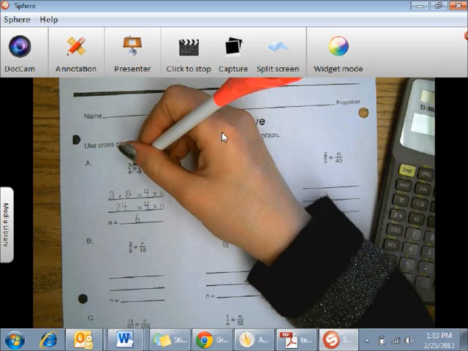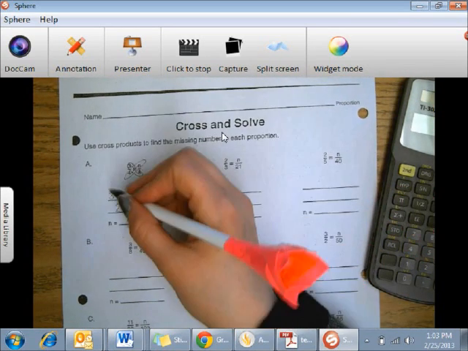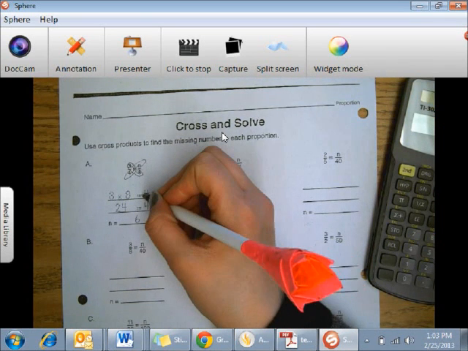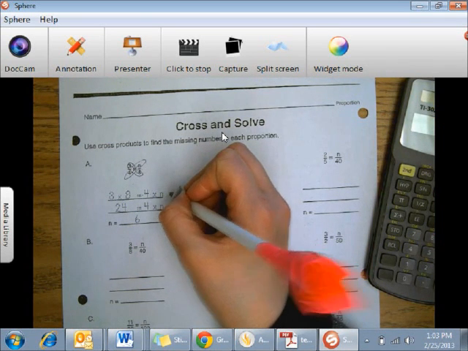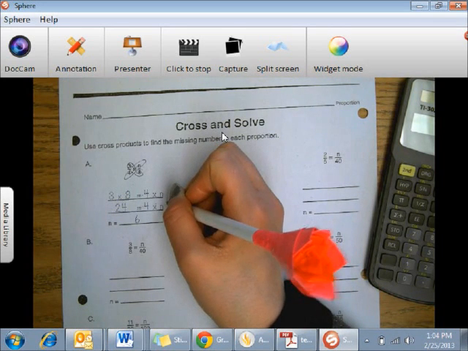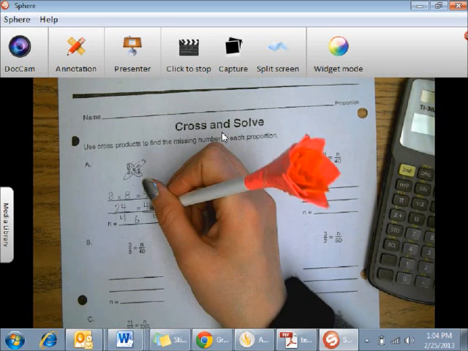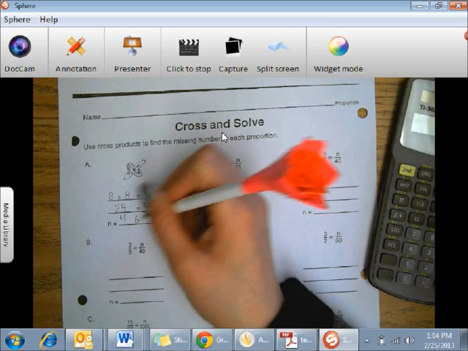So you're going to do 3 times 8 and n times 4. So here they have 3 times 8 equals 4 times n. So you simplify it to 24 equals 4n. And then once you get there, you have to divide by 4 on each side. Those cancel, and you're left with n equals 6.